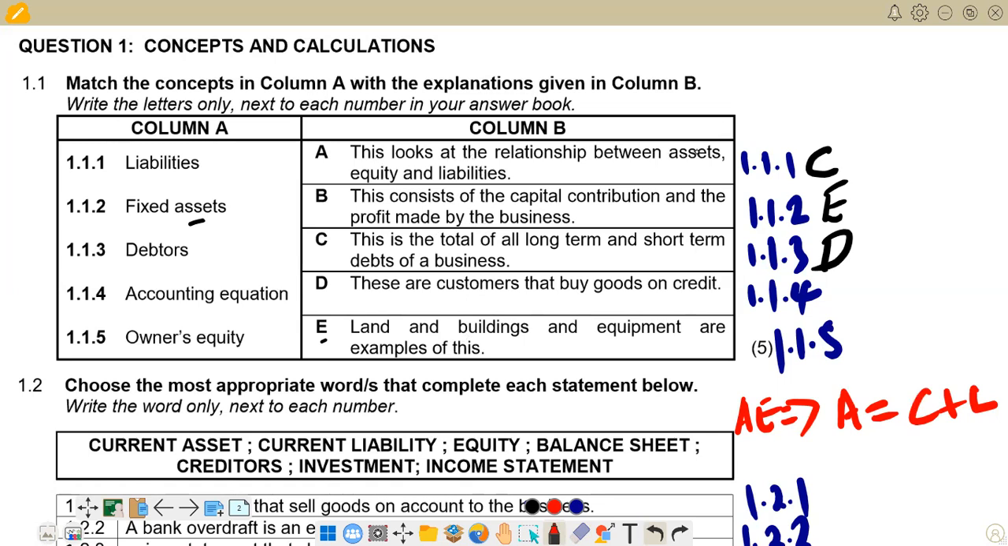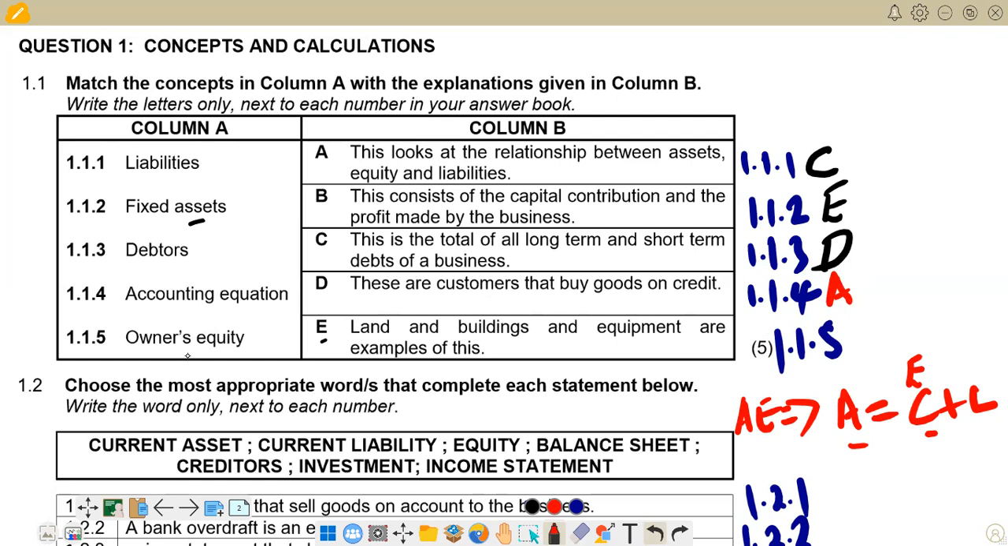This looks at the relationship between assets, equity, and liabilities. This is what we have here. Equity, capital is representing our equity. Capital and equity, they mean the same thing. So here we've got assets, equity, and liabilities. So our A on 1.1.4, we have got A here.